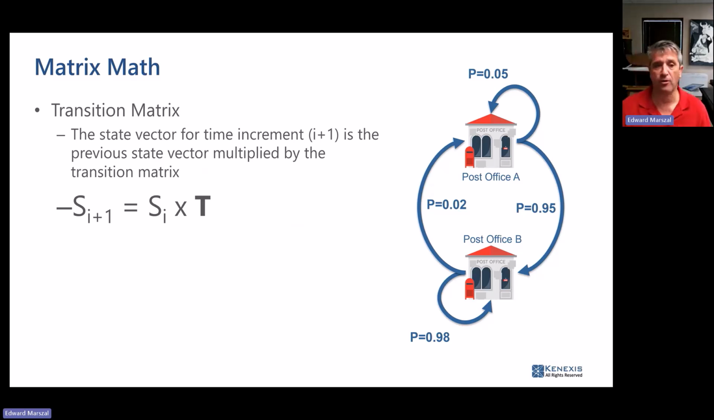So number crunching wise, how do we calculate the probability of one state or the next state, given that you know the probability of the current state and the transition matrix? Well, it's a simple multiplication. So if I want to know the state vector for time increment i plus 1, I need to know the state vector for time increment i, and I multiply that by the transition matrix.